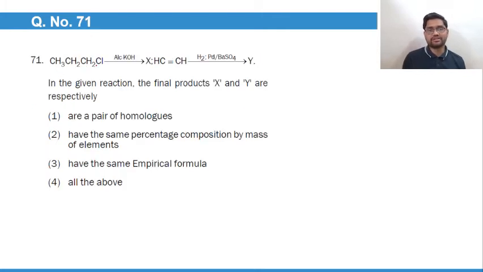CH3CH2CH2Cl. Here alcoholic KOH means what? X is CH3CH, wait.